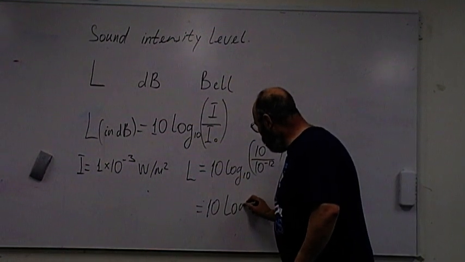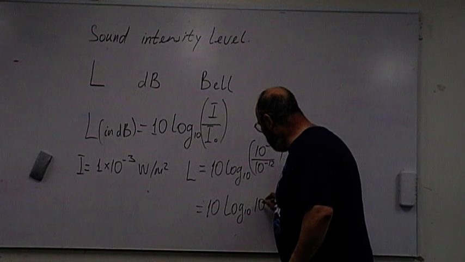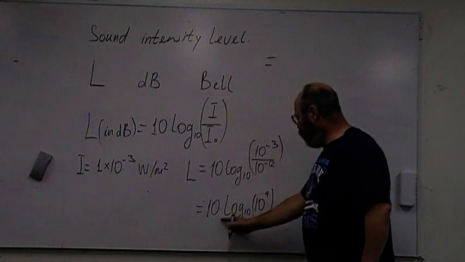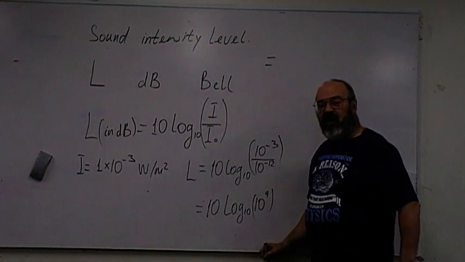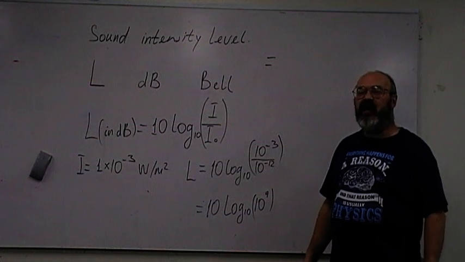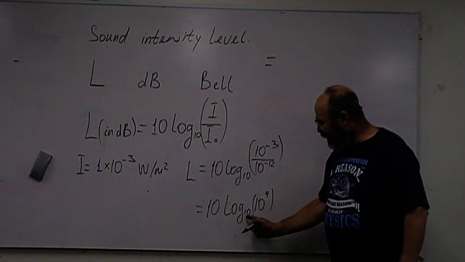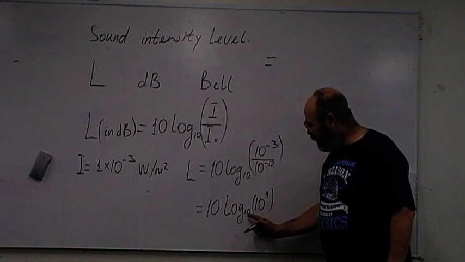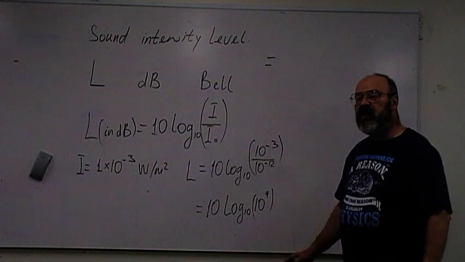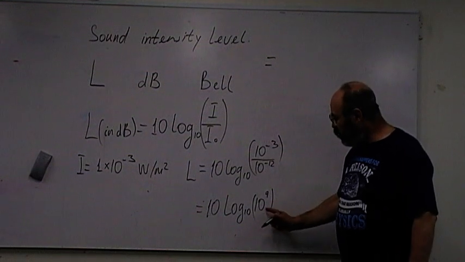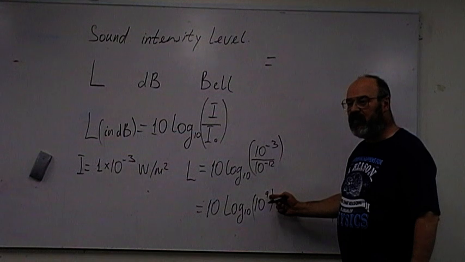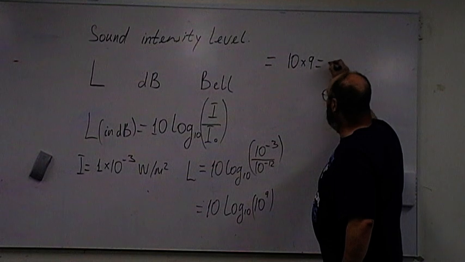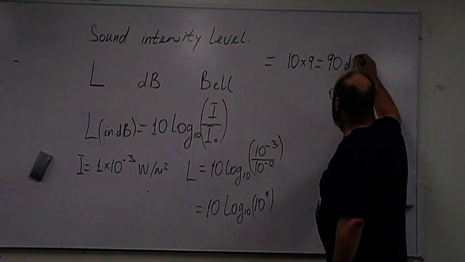So 10 log 10 of 10 to the power of 9. What does log mean? Log is a power. Log with the base 10 of this number tells us to which power we need to put 10 to get this number. Obviously it's 9. So we have 10 times 9 equal 90 decibels.